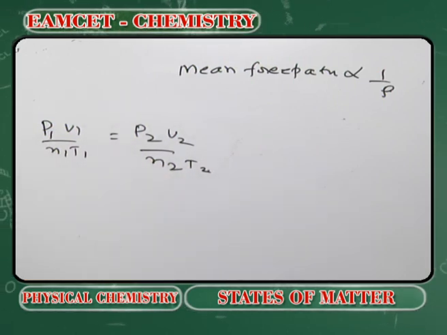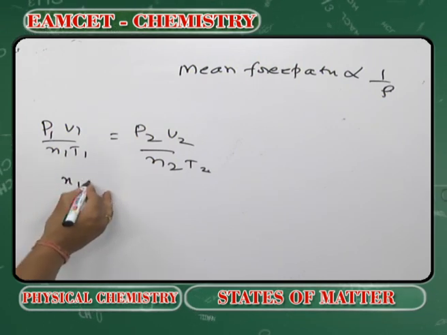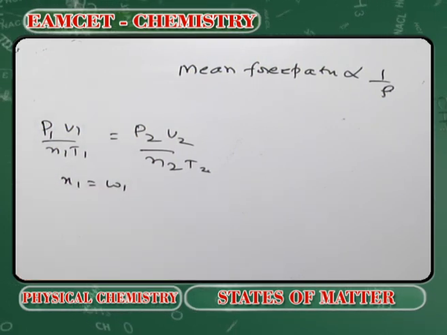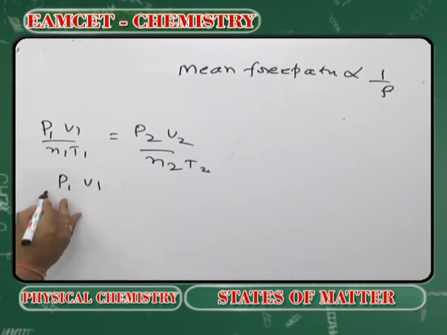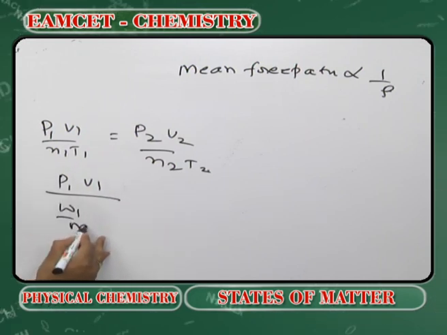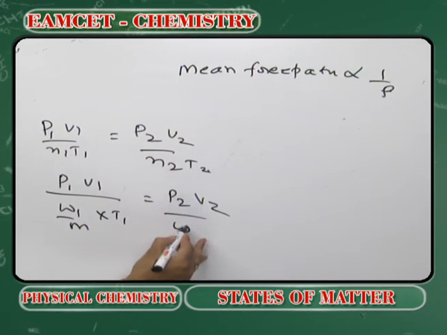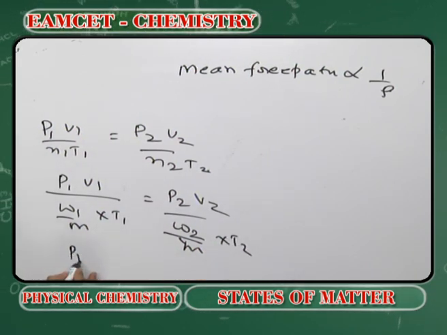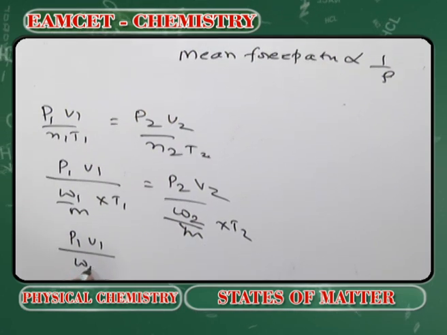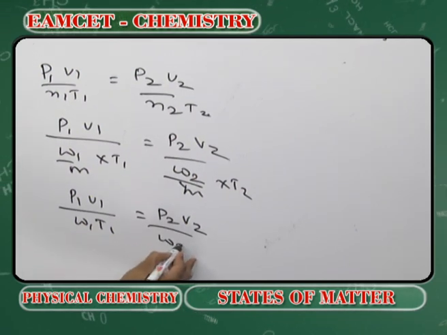For the same gas, since molecular weight is the same, n1 can be replaced with W1 by M, and n2 with W2 by M. So the relation becomes P1 V1 by W1 T1 is equal to P2 V2 by W2 T2.